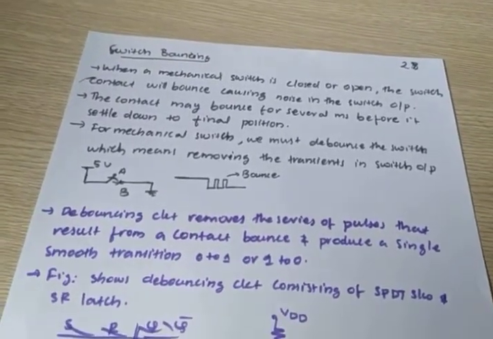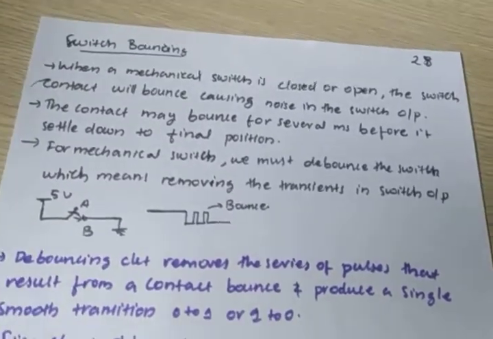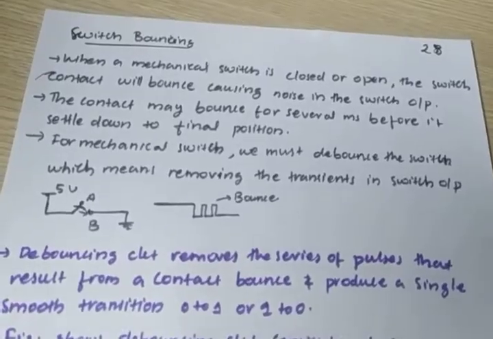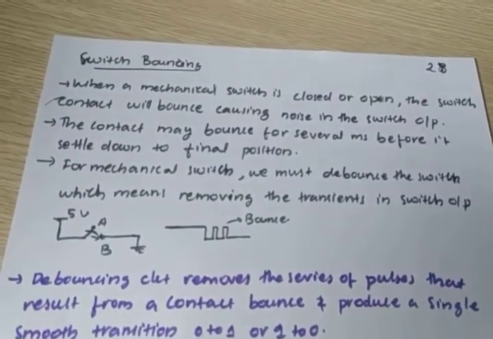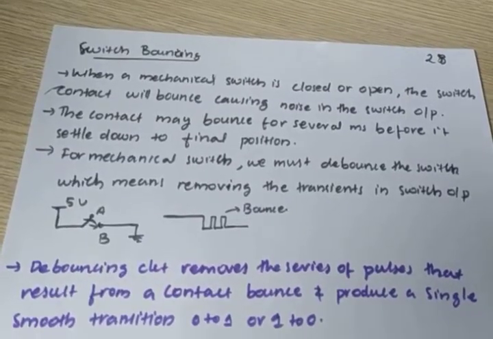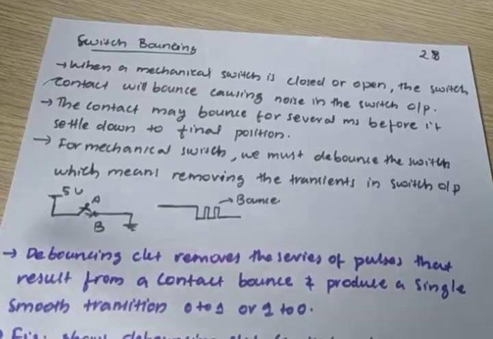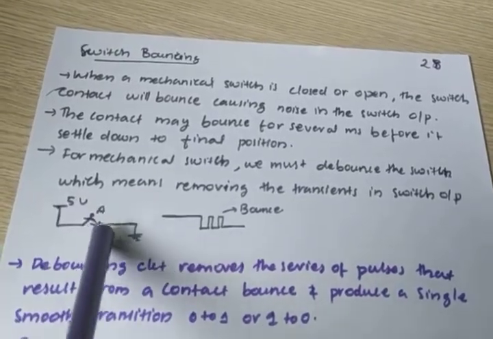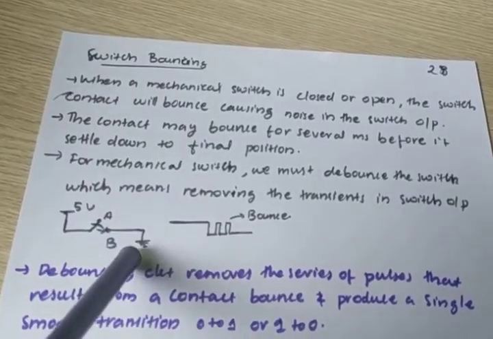In this lecture I will discuss switch bouncing. When a mechanical switch is closed or open, the switch contact will bounce, causing noise in the switch output. For example, this is a switch and 5V is connected to the switch. Initially it is open. When it is closed, it is directly connected to the ground.